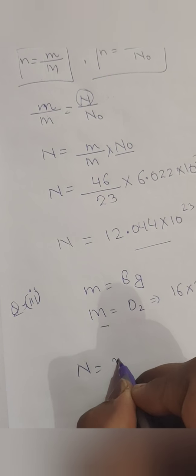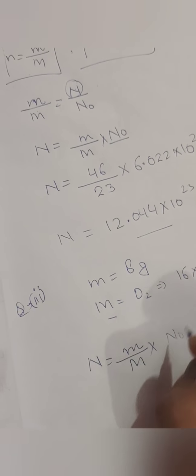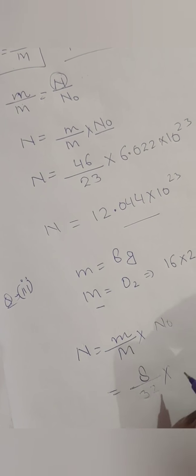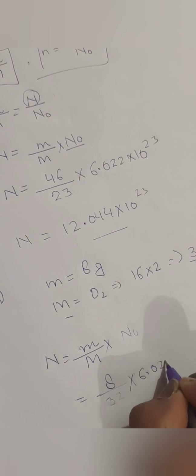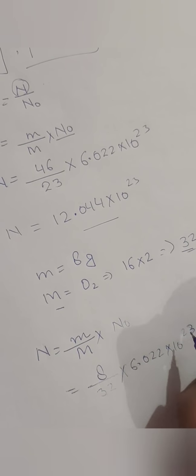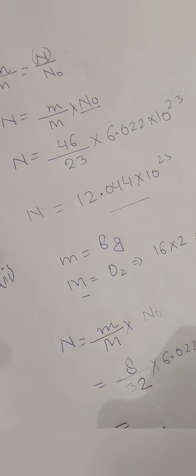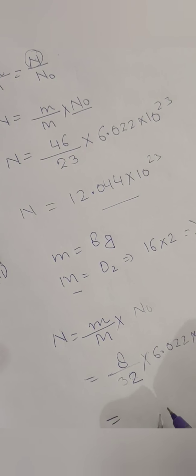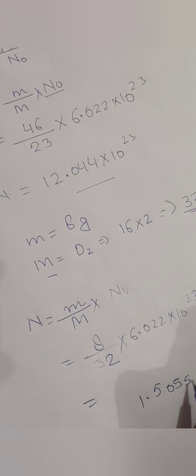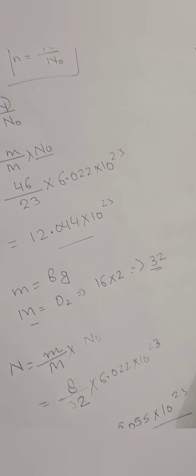So N equals m upon capital M into N naught, and by placing the values, it will be 8 upon 32 into 6.022 into 10 to the power 23. Okay, so the answer will be, we have to calculate this number. By cancelling this, we will be getting 1.5055 into 10 to the power 23. This is the answer. Now there is one more question in this.